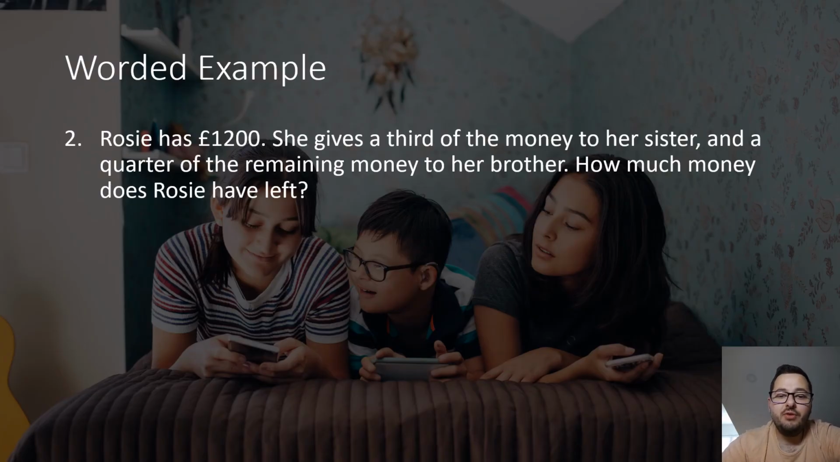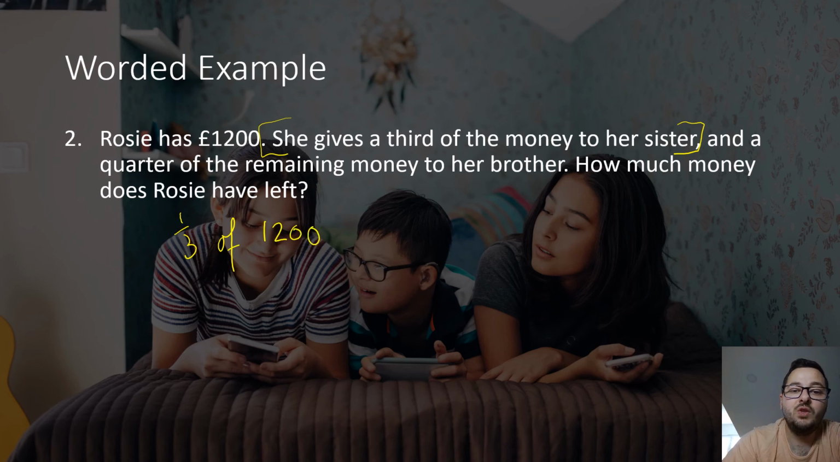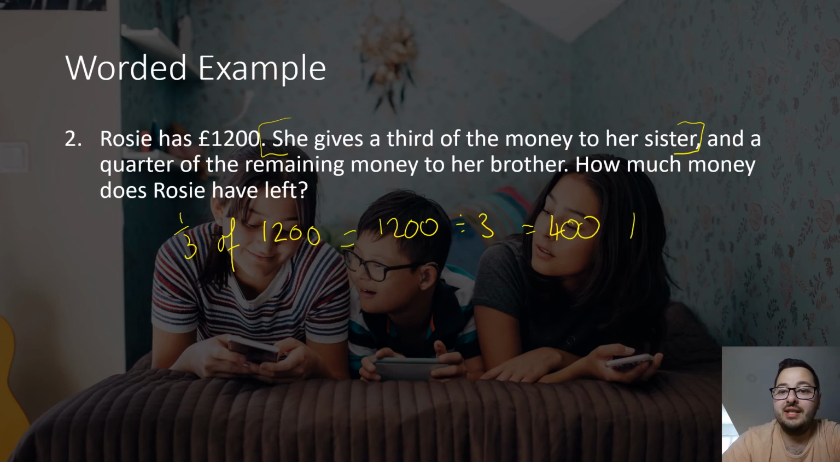So number 2, Rosie has £1,200. She gives a third of the money to her sister and a quarter of the remaining money to her brother. How much money does Rosie have left? Okay, so there's a lot going on here, but let's start off with the first bit of information, that she gives a third of her money to her sister. So let's find a third of 1,200, and that is just 1,200 divided by 3. Well, 12 divided by 3 is 4, so 1,200 divided by 3 is 400. So that goes to her sister.